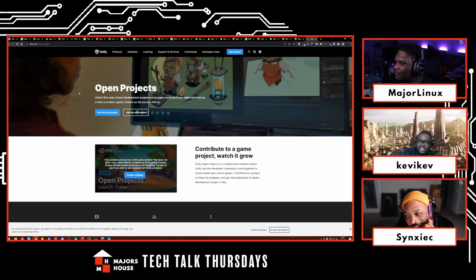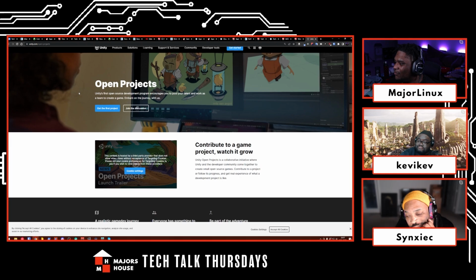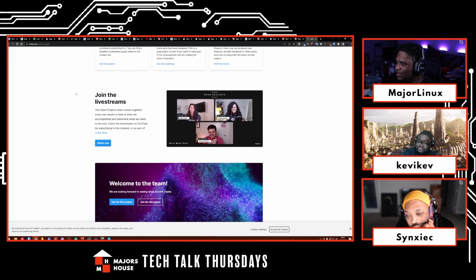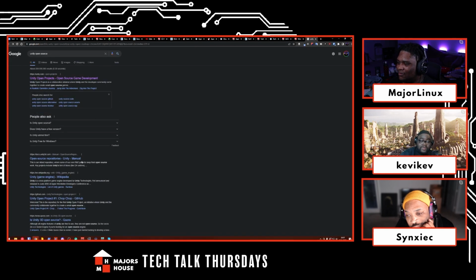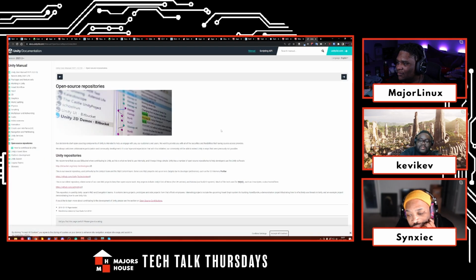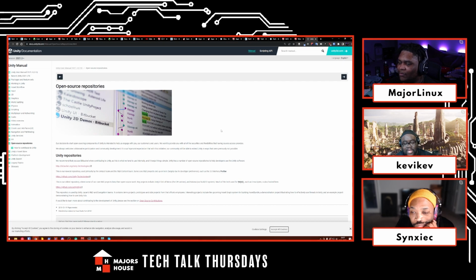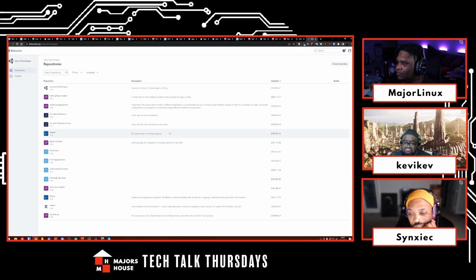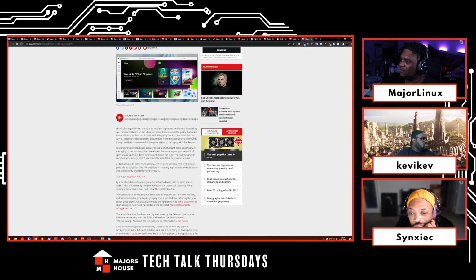Google that real quick. Let's see. I could be wrong. I think there are open source games made in Unity, but I don't think Unity itself is open source. You and Merge would know more as the coders. It says there are open source repositories for it. Use open source assets. Cannot compile Unity. I don't know. But yeah.